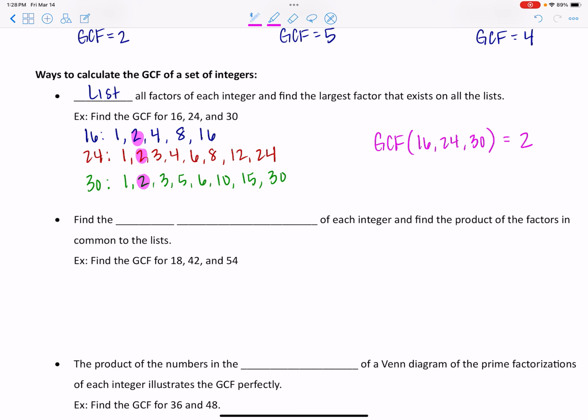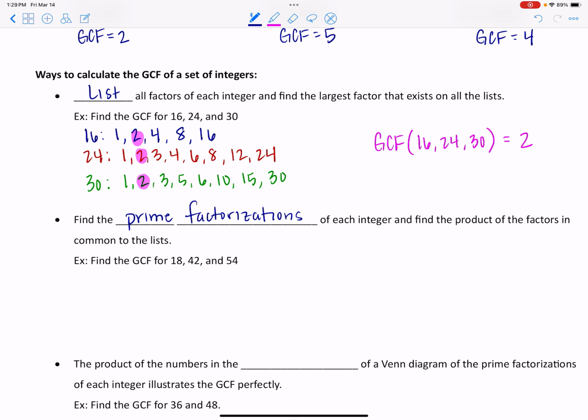Now we can also use prime factorizations, which we talked about in the previous lesson. I can find the prime factorization for each of the numbers on my list, and then find the product of the prime factors that are in common to the list. So instead of just looking for all of the factors, I can just make a factor tree and use my prime factors to find the GCF.